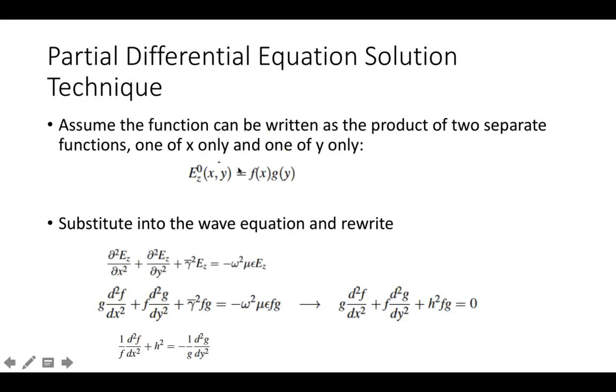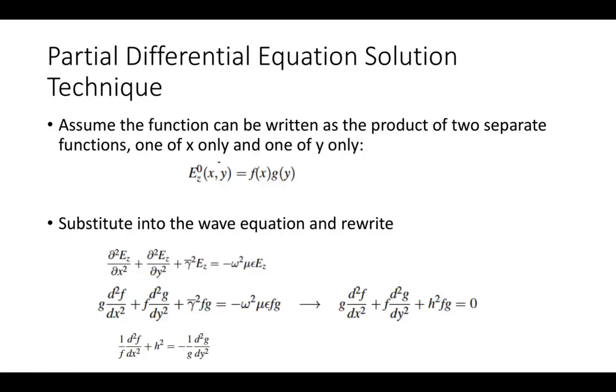If you didn't have partial differential equations as a class yet, it's basically pretty straightforward what you do here. You're just going to make an assumption and allow some things to cancel out. So we'll just show the mathematical trick, and then once we've shown it once, I think it'll be pretty straightforward. What you do, the partial differential equation solution technique, is you assume the function can be written as the product of two separate functions, one that's a function of x only and one that's a function of y only, and this is a pretty good assumption.